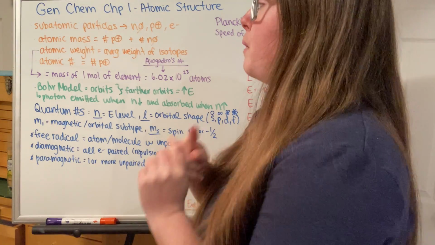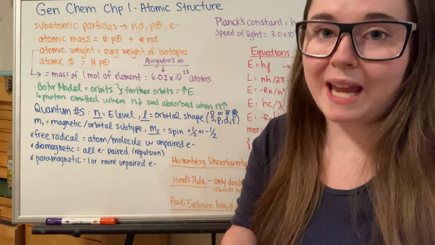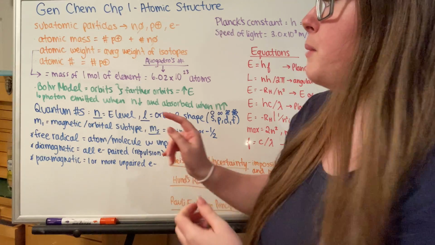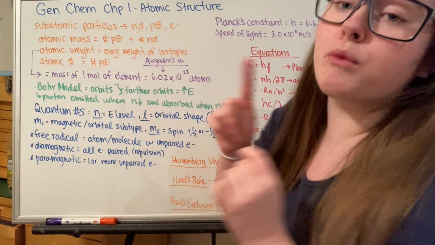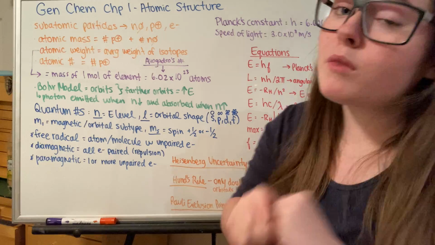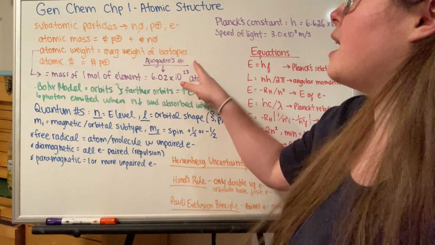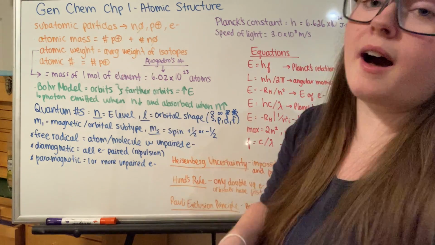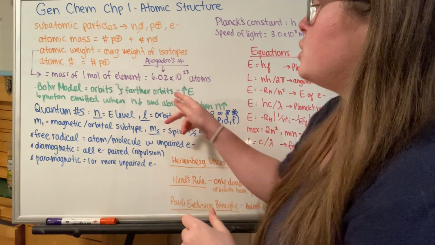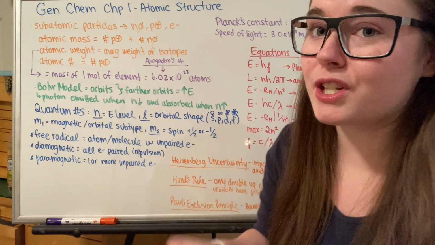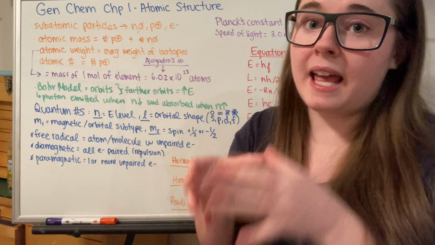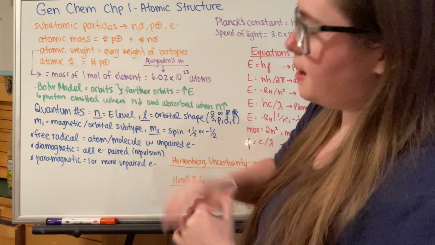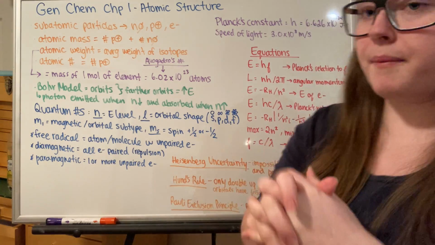Then we have atomic weight, which is the average weight of certain isotopes of an element, okay? And the atomic weight is also the mass of 1 mole of that element, which is the same thing as Avogadro's number of atoms, okay? So if you have 1 mole of carbon, for example, that means you will have 6.02 times 10 to the 23 atoms of carbon in that sample, all right? And then we also have the atomic number, which is the number of protons, okay?